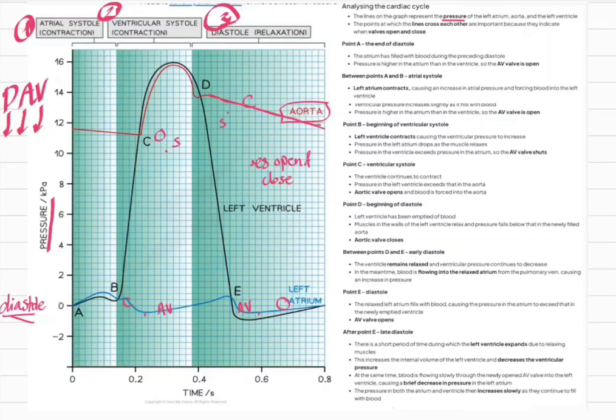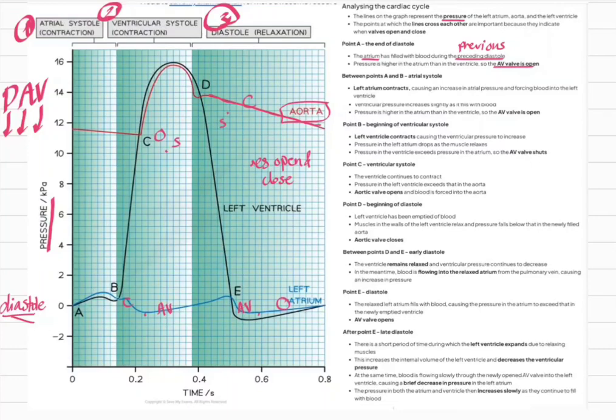And we know in diastole, the AV valve is open. The atrium has filled with blood during the preceding diastole, the previous one. In this region of the graph, the atrium was filled with blood. So the pressure gets higher in the atrium than the ventricle, so the AV valve is open to allow blood to flow from the atria to the ventricle. And this leads us to the atrial systole.